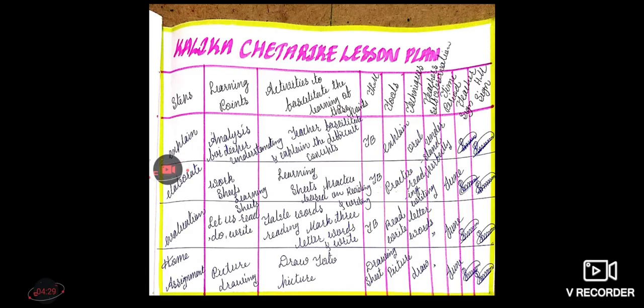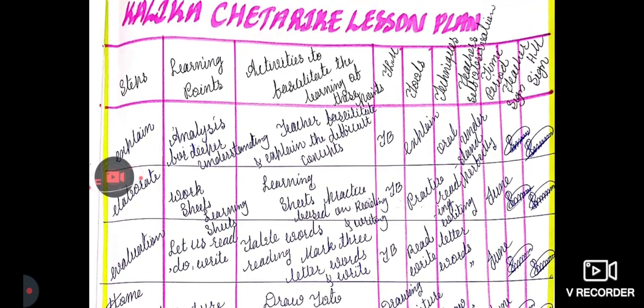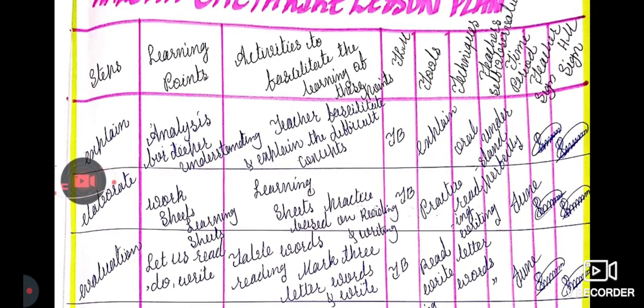Third step is explain step. In explain step, what children find difficult will be resolved by the teacher. So this is explain step. Here the learning point is analysis for deeper understanding. So in milestone second, in order to achieve all the learning outcomes perfectly, whatever problems the students face, the teacher will solve in this step.